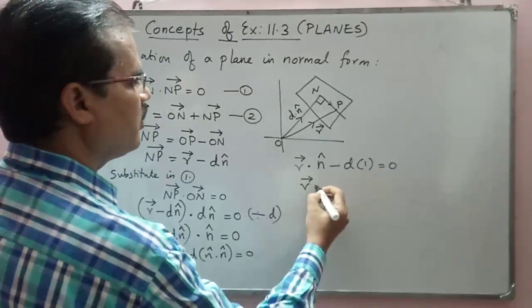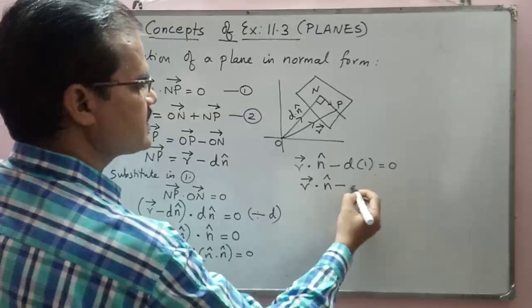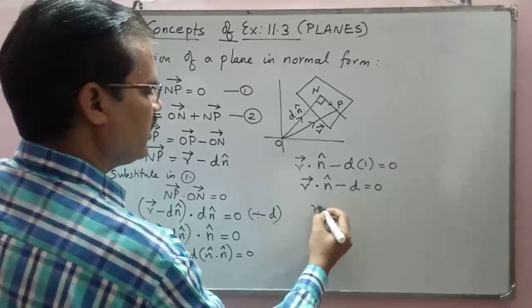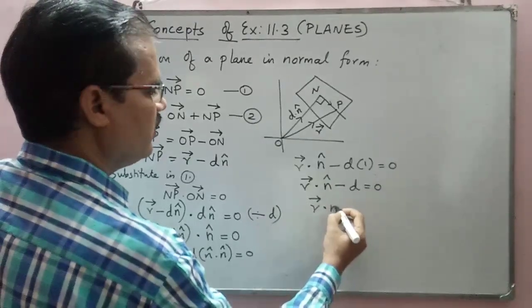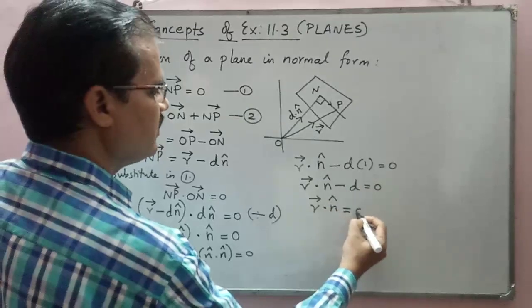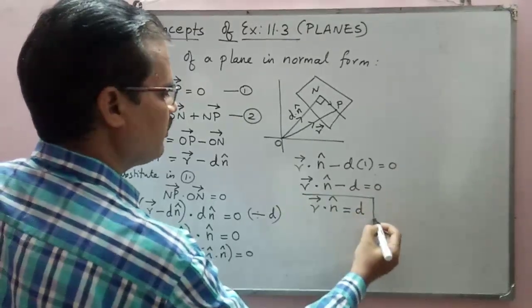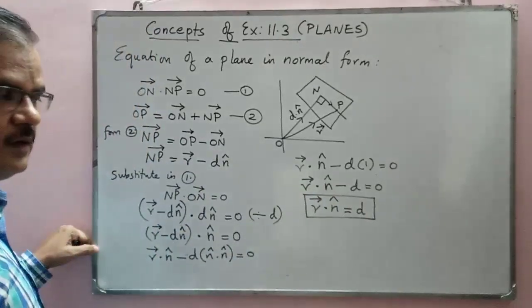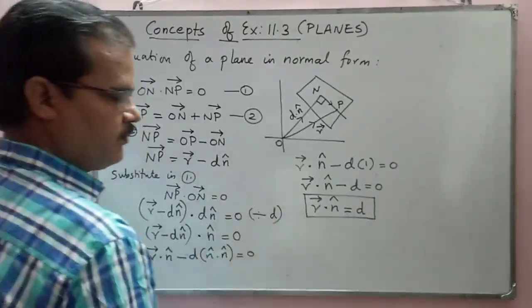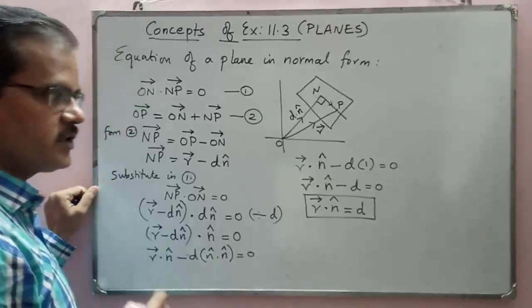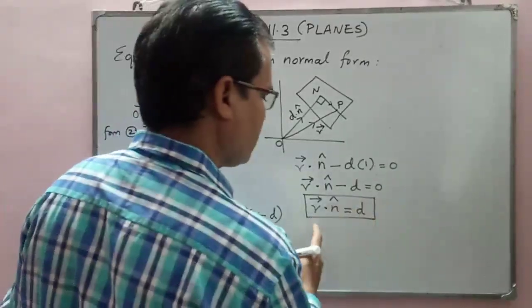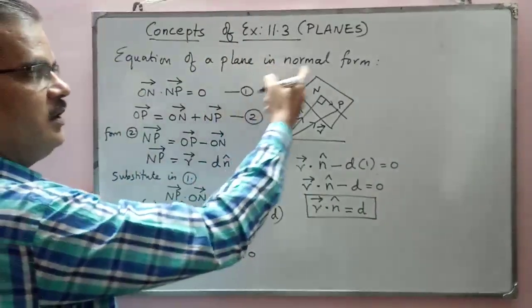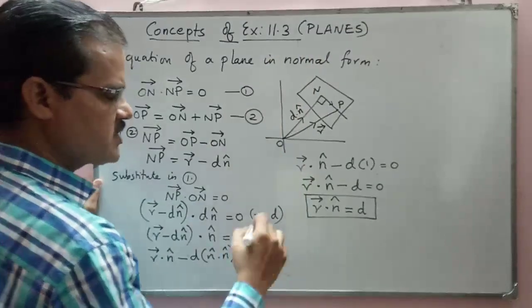Now R vector dot n cap minus d equals 0. You can write it as R vector dot n cap equals d. This is the equation of a plane in normal form. Okay. This is the vector form. Now we are going to try it in the Cartesian form. So this is the vector form of the equation of the plane in normal form. Next, Cartesian form.